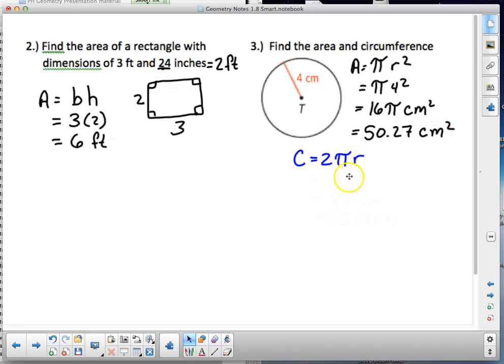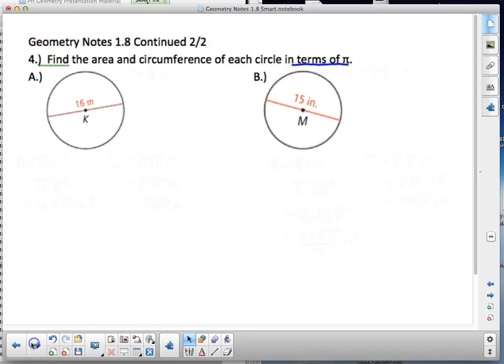Now again, 2 pi r, 4 times 2 times pi, 8 pi centimeters is in terms of pi, but 25.13 centimeters is rounded to the hundredths. And when you're doubting when to round, please just round normally to the nearest penny. That's the second digit past the decimal. It's called the hundredths position. Now, find the area and circumference of each circle in terms of pi.